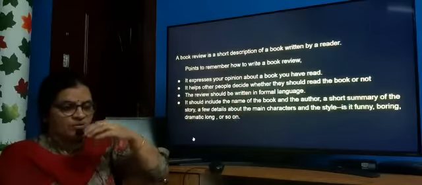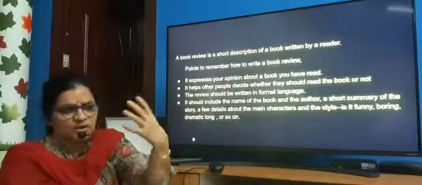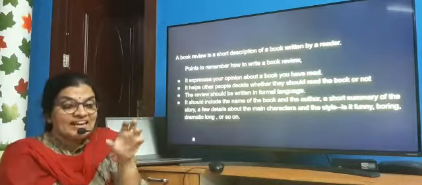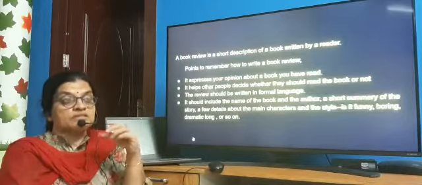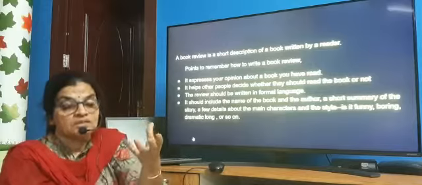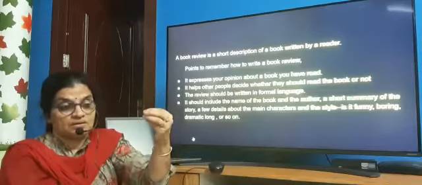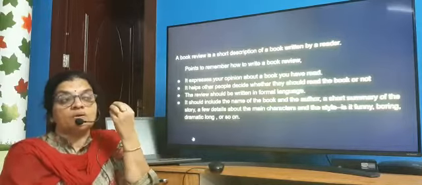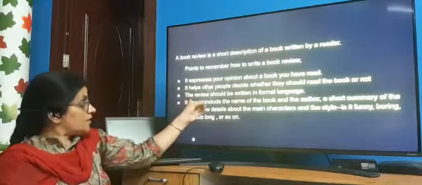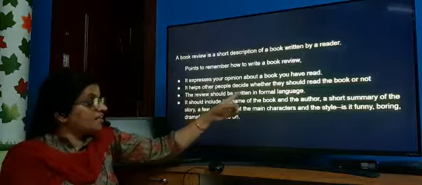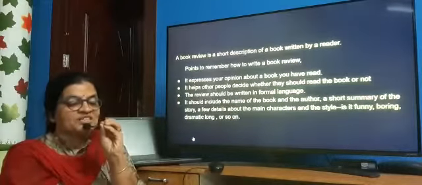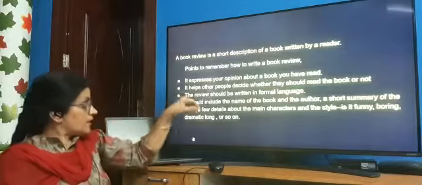So when you say your own comments or your own opinion, it should tempt others and make them think, I want to read that book. Abdul Kalam's book is there. It is very interesting. You want to read it. And another one, the review should be written in formal language. We want to use a very formal, simple language.